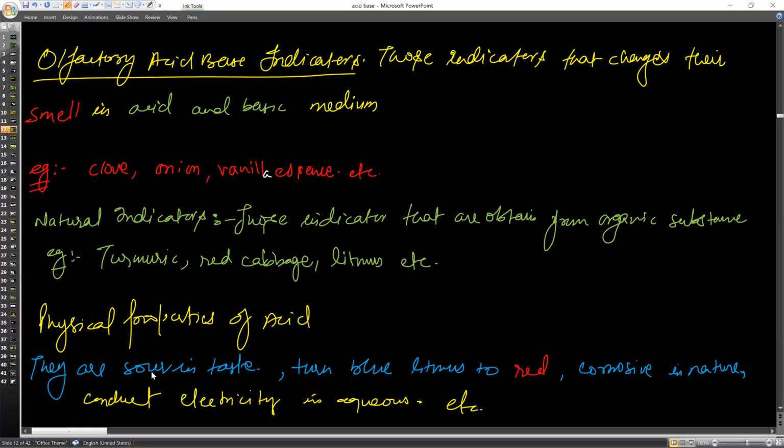Can you tell me why they conduct electricity? Anybody? Because when they are added to water in aqueous solutions, they dissociate their H plus ions. And I have told you that due to ionization, they are able to conduct electricity. Okay, so ions are the charge carriers. They are responsible for transferring the electricity in aqueous medium. Okay, note it down fast.